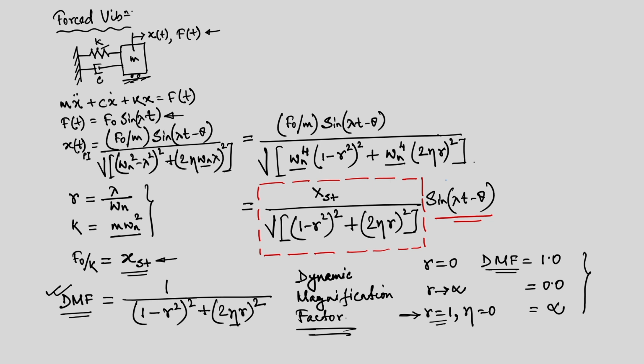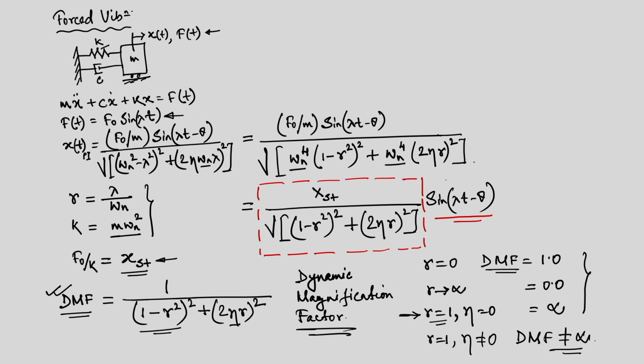Now, obviously, when we have damping not equal to 0 and R equal to 1, then what will happen? The first term of the DMF in the denominator will be again 0 because R equal to 1, but the second term will be there. So, the DMF in this case is not infinite, it will be finite. And we will see how the response will look like in a minute, but at least from this expression we can conclude the main features of this dynamic magnification factor.